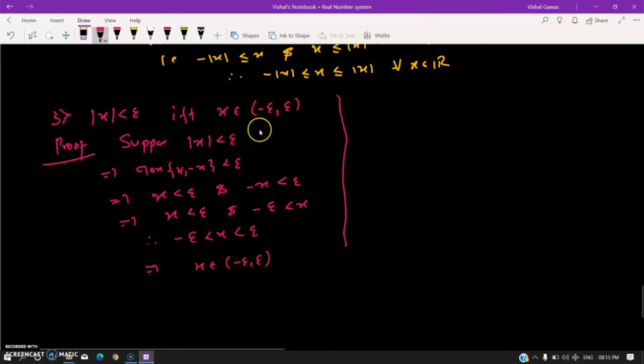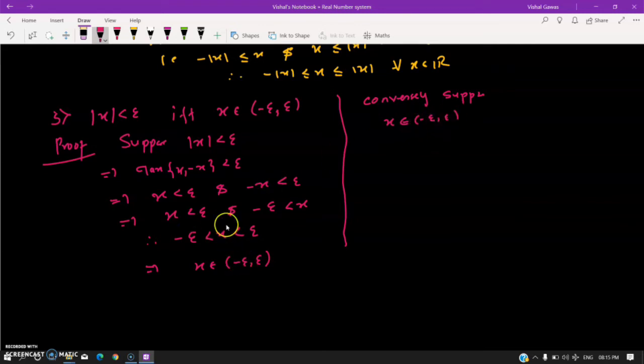Conversely, let's look at the converse. Conversely, suppose x belongs to minus epsilon, epsilon. I have to show that the modulus is less than epsilon. So just go opposite. This would imply that negative epsilon is less than x, less than epsilon.